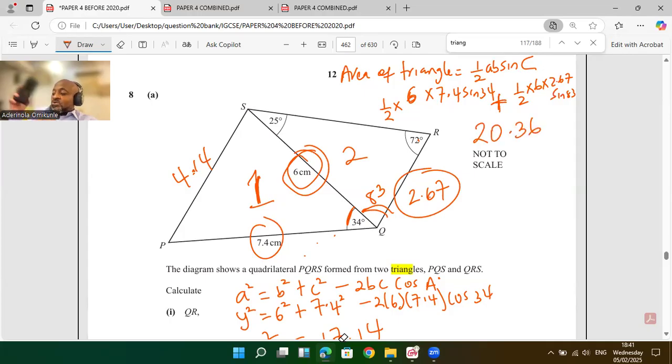Again, when you're told to find the area of the quadrilateral, when you have two triangles joined together, just find the area of the first triangle and add it to the area of the second triangle. And again, how do you find that? You use half AB sine C. You use the two sides that have an angle in between them. That's very, very key.